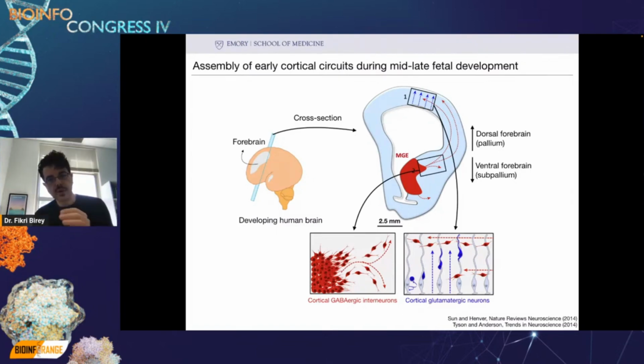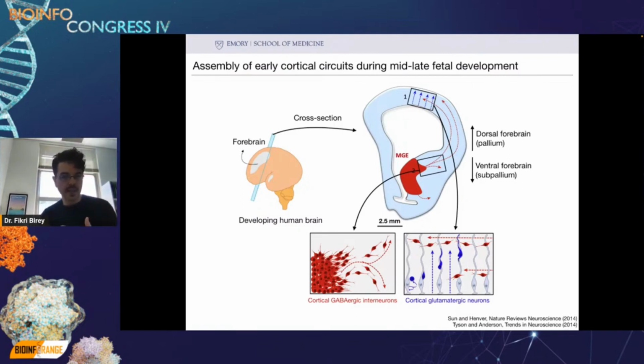While the glutamatergic neurons are born locally in the dorsal side of the forebrain, which is the part that later gives rise to the actual cerebral cortex, the GABAergic interneurons, on the other hand, are born a little bit remotely, ventral to this dorsal forebrain, in ventral forebrain structures that are transient in development. They're called ganglionic eminences, and one of them is shown here, the MGE, the medial ganglionic eminence.